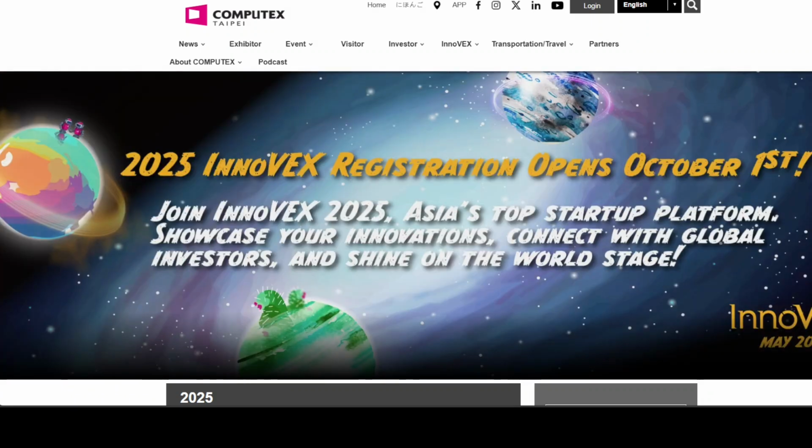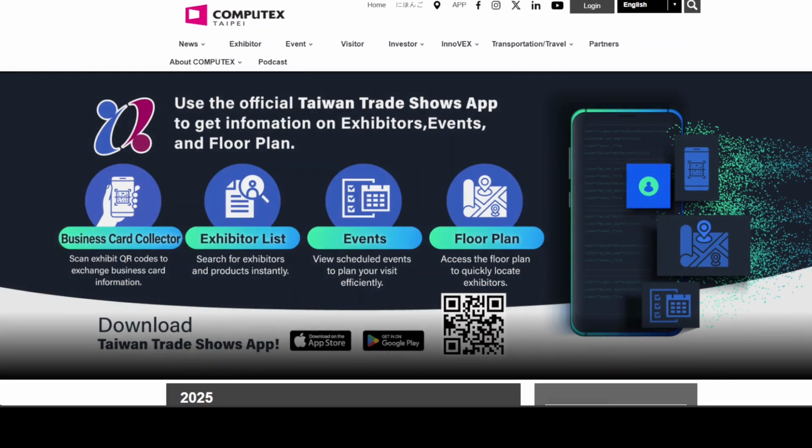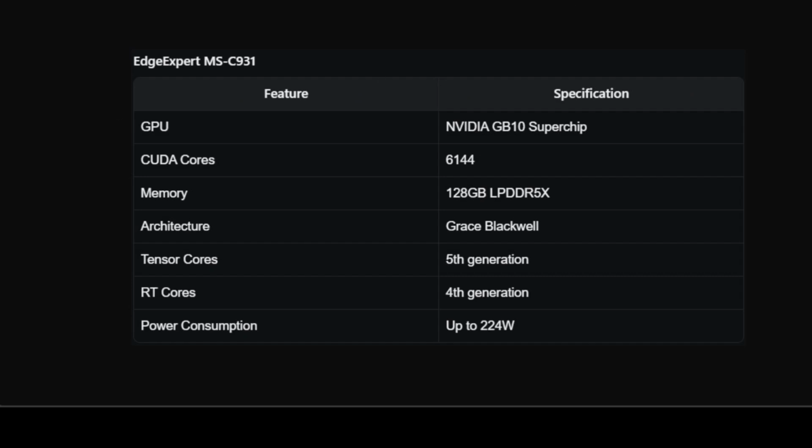It's a compact PC that packs a punch. If you look at its specs, they are quite interesting. It features NVIDIA's GB10 Superchip. This powerful processor is designed specifically for AI workloads and boasts some of the impressive specs out there. With 6,144 CUDA cores, this GPU is capable of handling demanding AI tasks with ease. To put that in perspective, the CUDA cores are the heart of NVIDIA's GPU architecture, allowing for massive parallel processing and making it ideal for tasks like deep learning and neural networks.